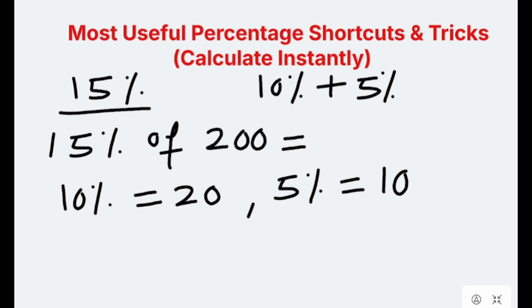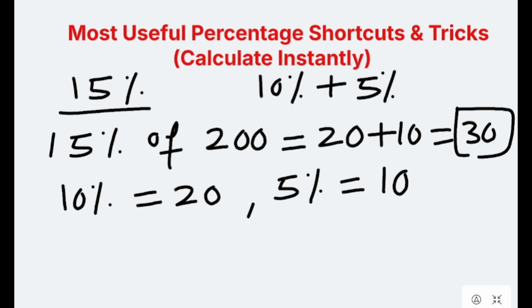Alright, so 5% is, we do what? We do 10% of the number and then divide by 2. So 10% of 200 and then divide by 2, so you get 10. And now you add both. So 20 plus 10 is 30. So the final answer is 30. So 15% of 200 is 30. So this is the finding 15% trick.